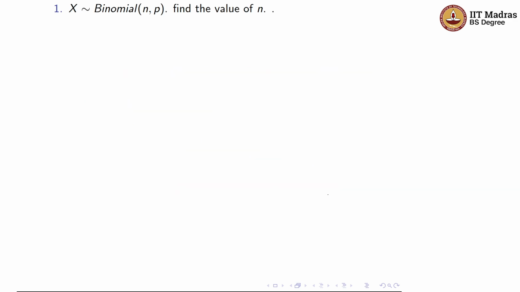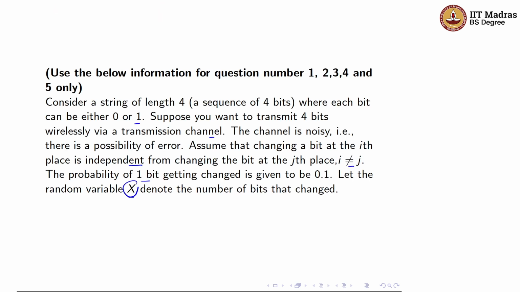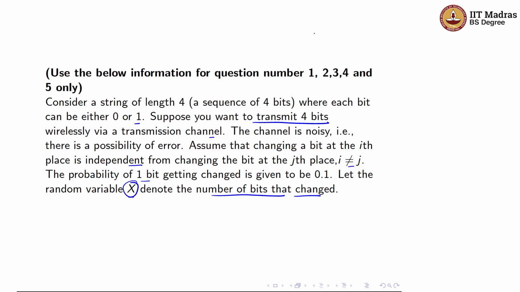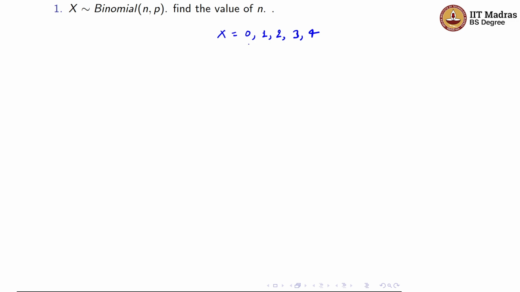Question number 1: X follows binomial(n, p), find the value of n. Here the random variable X represents the number of bits that changed, and we want to transmit 4 bits. So X will take the values 0, 1, 2, 3 or 4. Maximum we can transmit 4 bits here, a string of length 4.